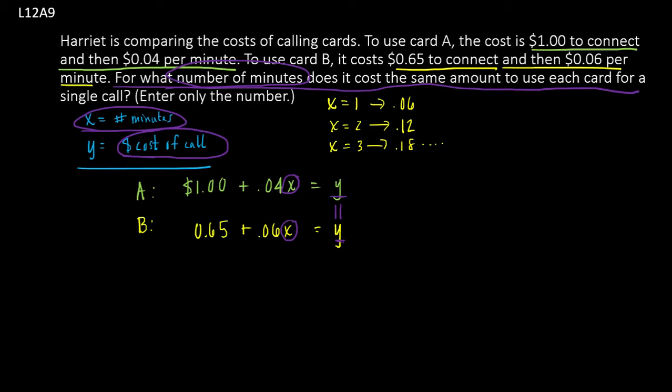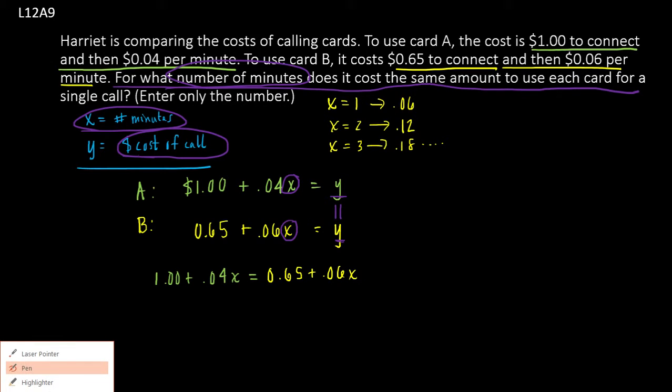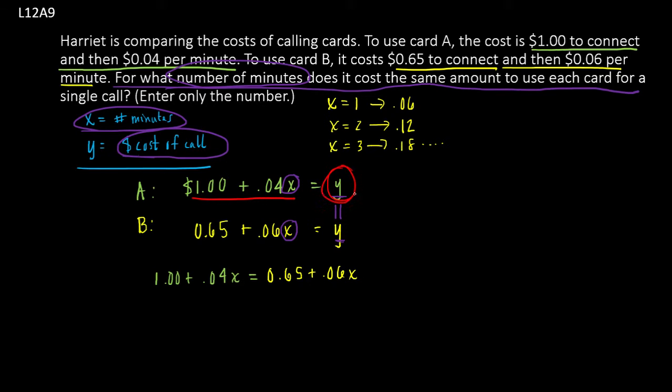Does it matter what the actual number is? Well, no. It just matters that they're equal. So what we can do is take these two equations and set them equal to one another. So I'll write for card A, 1 plus 0.04x is equal to 0.65 plus 0.06x. Now again, I'm allowed to do this because these y's are equal. So if this equals this and this equals this, then this equals this, right?